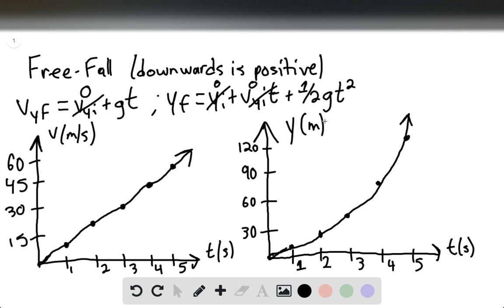However, we're trying to realize why these graphs are shaped the way they are, and here the v versus t in free fall will be linear. However, the displacement versus time in free fall will be exponential.